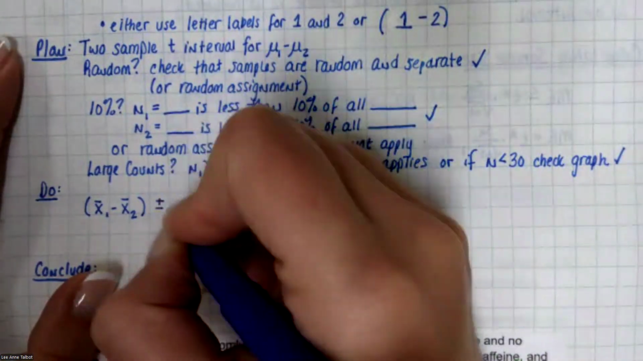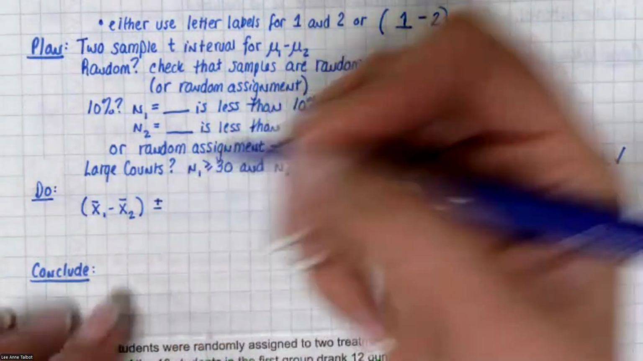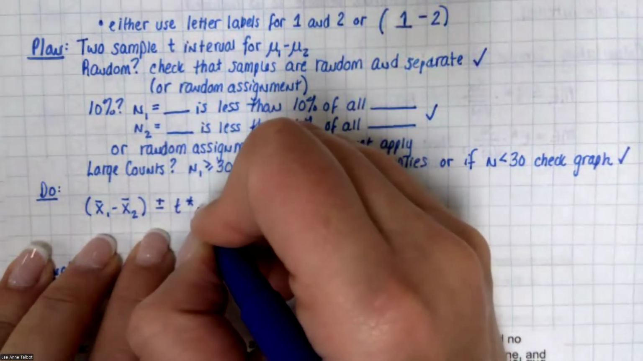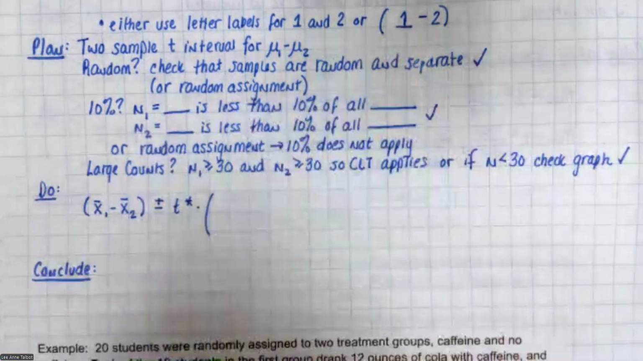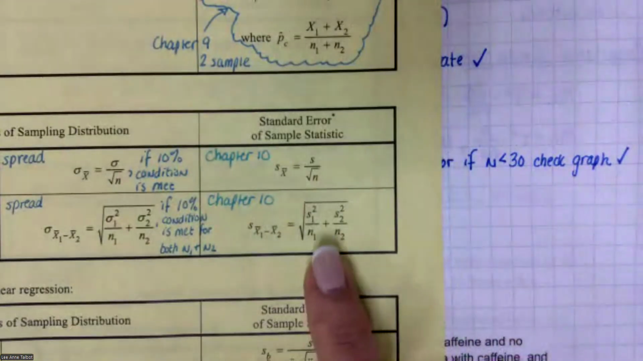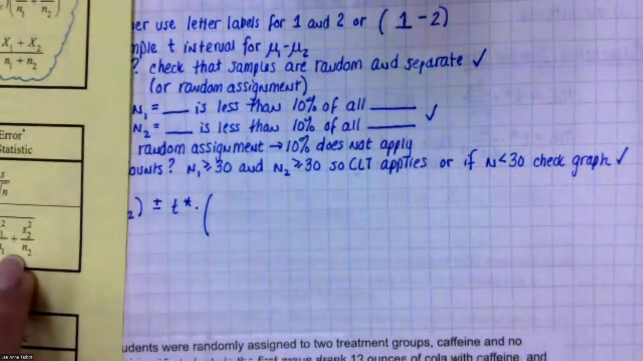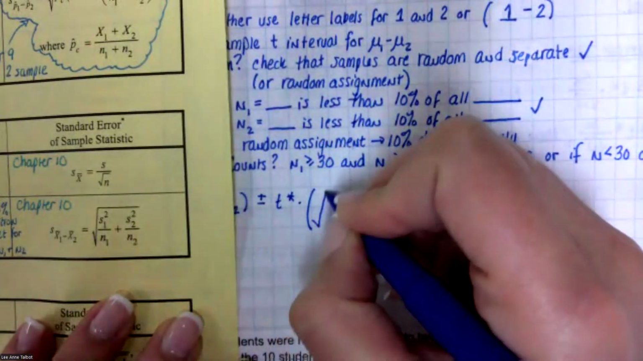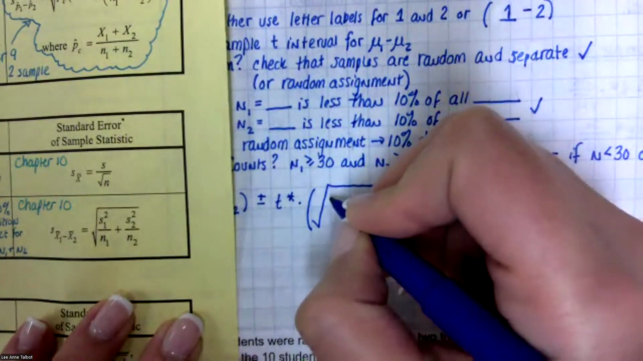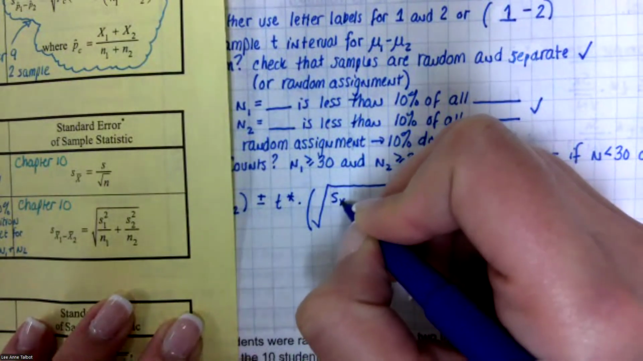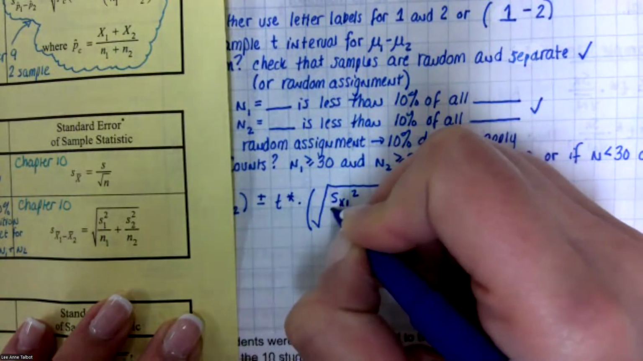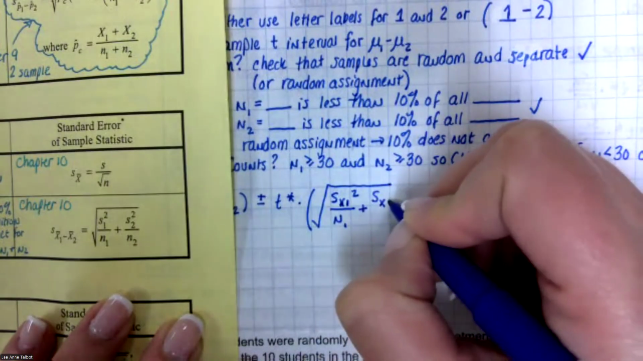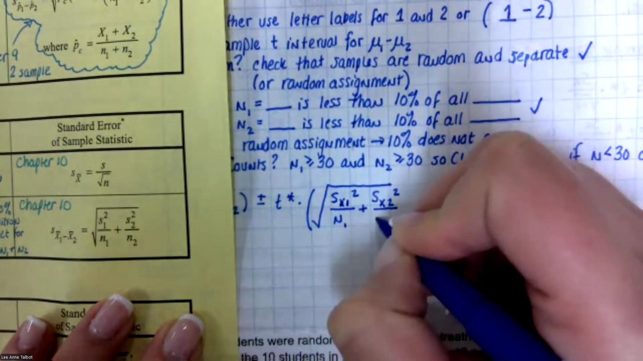Plus or minus. Critical value is, we're working with means, so it's t star times, and then standard error is this guy: the square root of s of x1 squared over n1 plus s of x2 squared over n2.